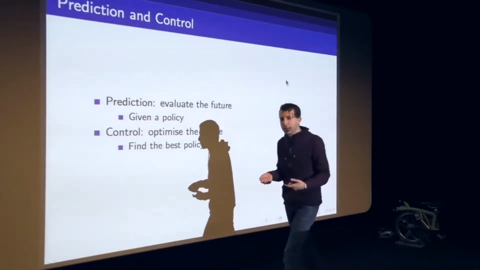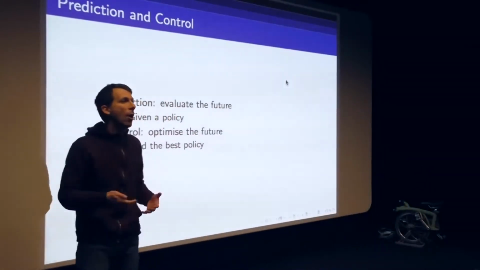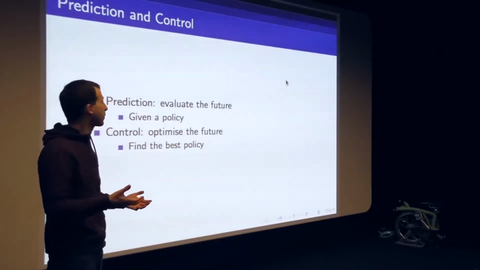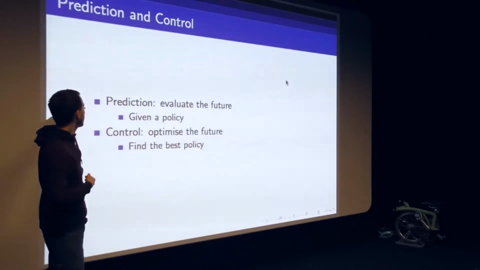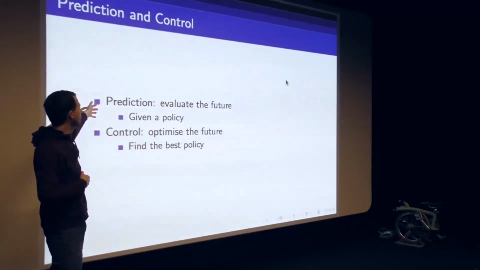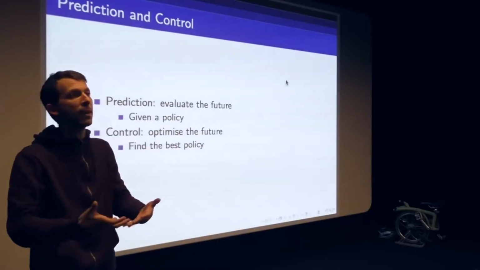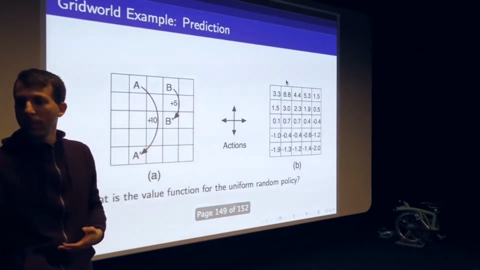Now that's a different problem to someone saying, what's the optimal policy? Which direction should you walk to get the most reward? And typically what happens in reinforcement learning is we need to solve the prediction problem in order to solve the control problem. We need to be able to evaluate all of our policies to figure out the best one.